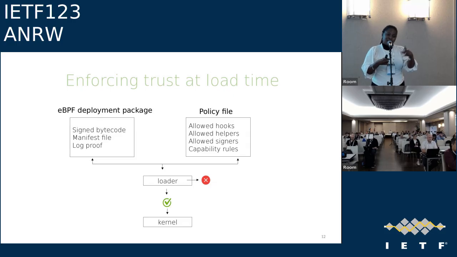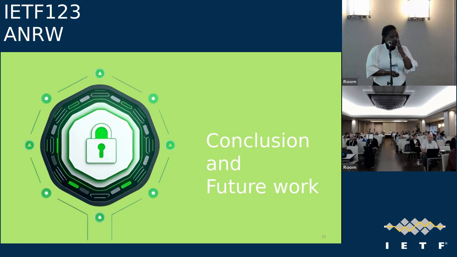So the policy can be a lot of things. Like I said, this can be the kind of hooks that is being allowed, the kind of helpers allowed, the signers, the capabilities. If the program passes this, then it can now be sent to the kernel so that the other verifier check can be done. And if it's rejected, then that is it. So this gives us an additional layer of verification. Now we know who wrote the program, we know what the program is meant to do, and we can be sure that it has not been altered with.